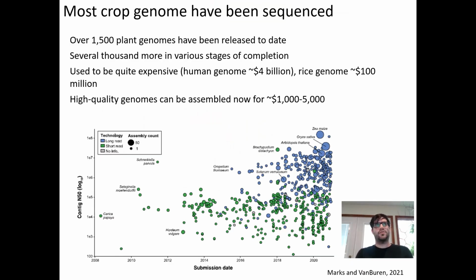In general, most crop genomes have been sequenced. To date, and this is in 2021, but this will probably be out of date relatively quickly, over 1,500 plant genomes have been sequenced and released.